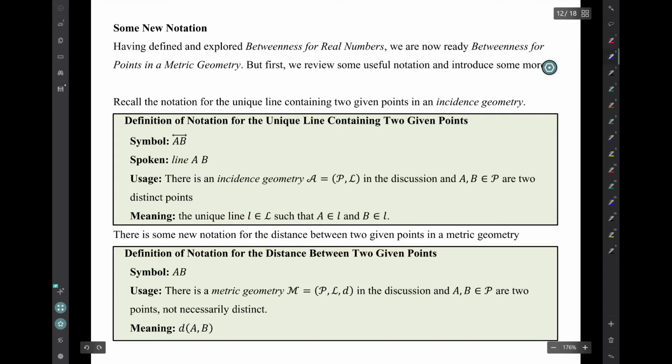Now there's some new notation for the distance between 2 given points. It's this symbol, AB, without anything over the top of them. Now this symbol can be used when there's a metric geometry in the discussion, and A and B are 2 points, not necessarily distinct. What this symbol means is the distance between A and B. So the line symbol can be used anytime you are working with an incidence geometry. This symbol can only be used when you're working in a metric geometry.